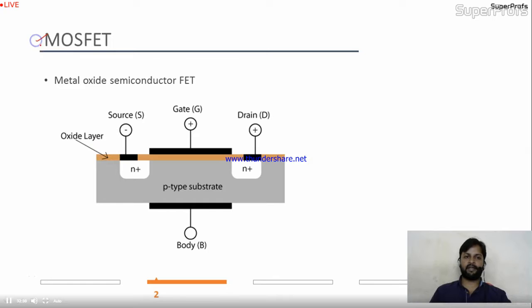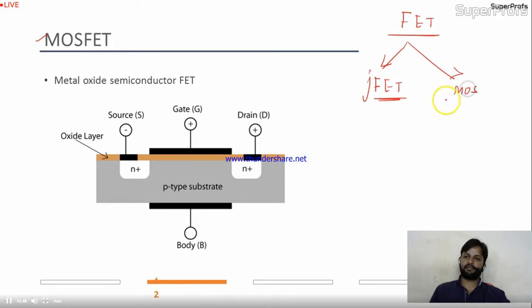Let's come to MOSFET now. We have seen the FET, the field effect transistor, divided in two categories. Number one is JFET, junction field effect transistor, and the second is MOSFET, metal oxide semiconductor FET. Okay, so we have seen FET's working and problems, right?